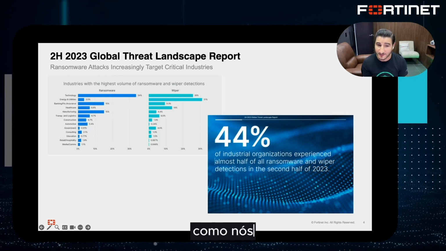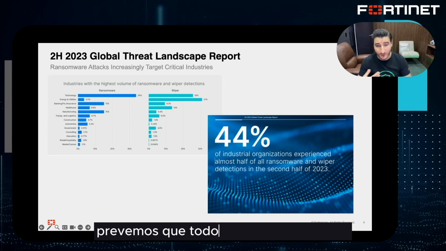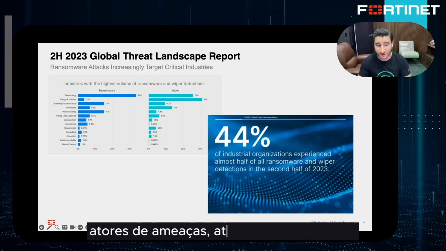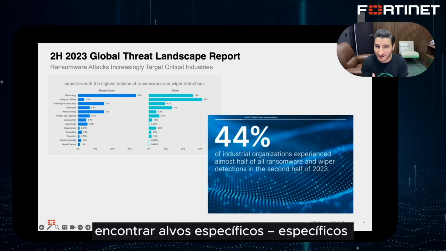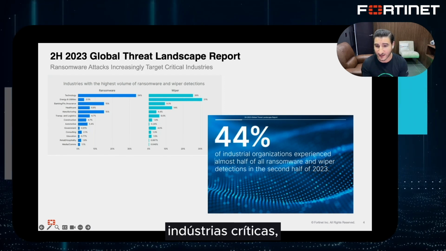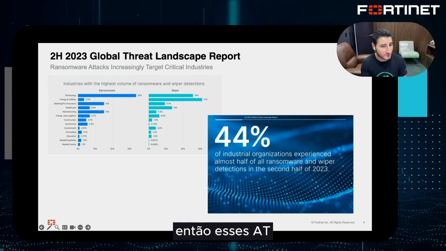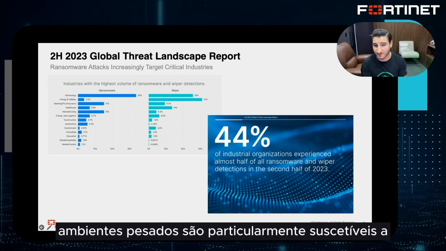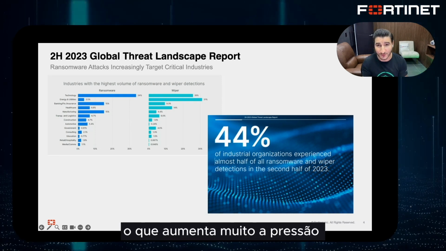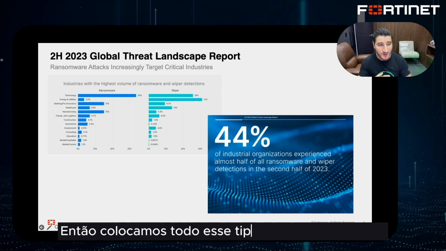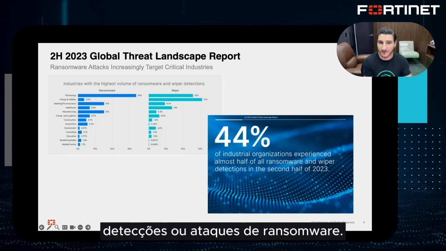But as we have in our 2024 threat predictions report, we forecast that ransomware actors want to find specific targets in specific critical industries, right? We talk about, for example, healthcare, manufacturing, finance. Those OT-heavy environments are particularly susceptible to outages, which greatly increases the pressure to pay the ransom demands, right? So we put all this information here, and not only ransomware detections or ransomware attacks.